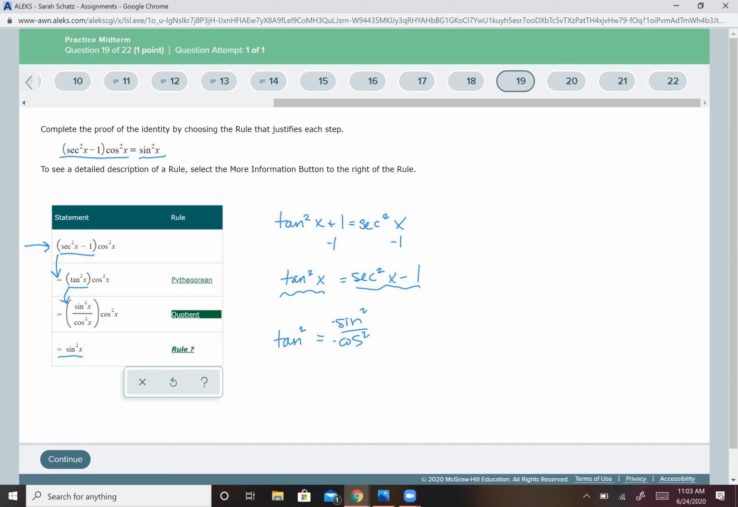Now, how did they get to this last piece? Well, it looks to me like, since this is a fraction, they put this over 1. They canceled out these cosine squareds and they were left with sine squared. You guys, that's not a trig rule, right? That's just algebra. So you have to be able to recognize when it's just algebra.